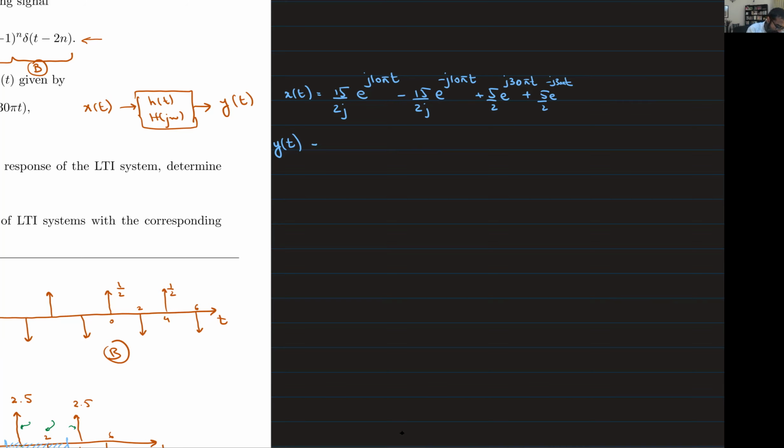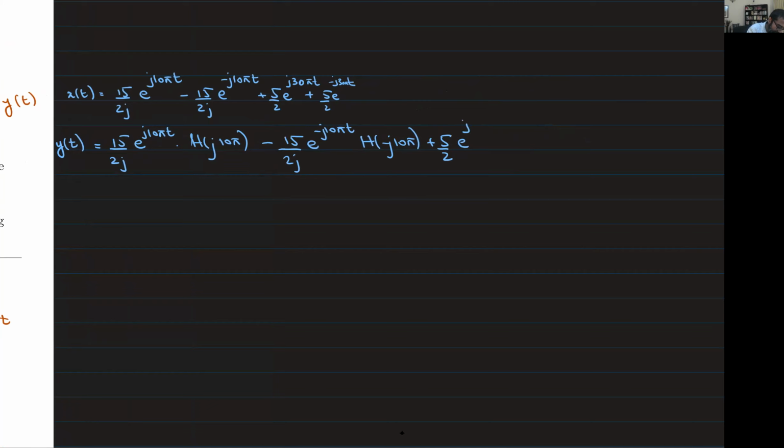So this is equal to 15 divided by 2j e raised to power j 10 pi t times h of j omega, where this omega is 10 pi, minus 15 by 2j e raised to power minus j 10 pi t, and this is h of minus j 10 pi, plus 5 by 2 e raised to power j 30 pi t times h of j 30 pi, and plus 5 by 2 e raised to power minus j 30 pi t times h of minus j 30 pi. Okay.